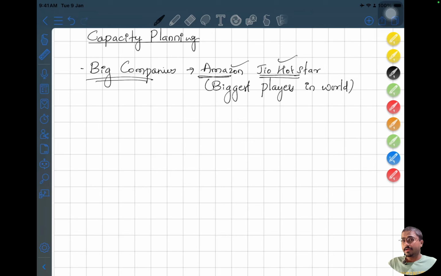If they are not prepared for it, if they have not planned their infrastructure, their systems will go down, right? It has happened with the biggest players in the world. So what are they trying to do here? That is where capacity planning comes into the picture. How well these companies plan their infrastructure to handle that kind of user base.